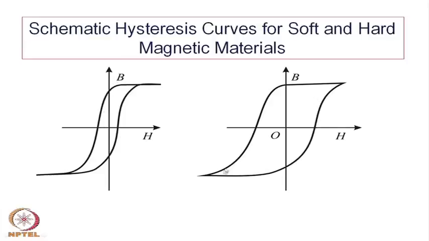So, basically there are two types of magnetic materials. One is designated as soft magnetic materials like this, having a hysteresis curve of this nature, whereas the hard magnetic materials have a hysteresis curve of this type.